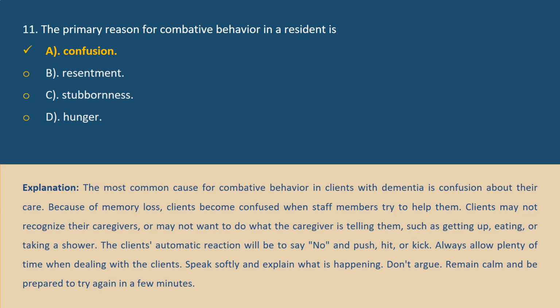Answer A. Confusion. Explanation. The most common cause for combative behavior in clients with dementia is confusion about their care. Because of memory loss, clients become confused when staff members try to help them. Clients may not recognize their caregivers or may not want to do what the caregiver is telling them, such as getting up, eating, or taking a shower. The client's automatic reaction will be to say no and push, hit, or kick.